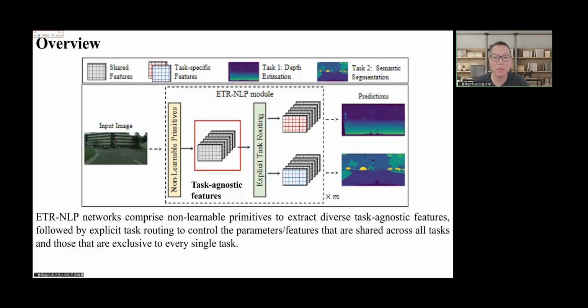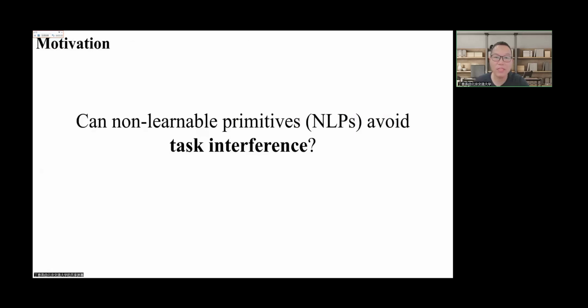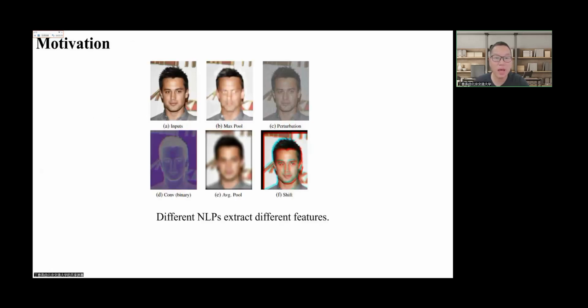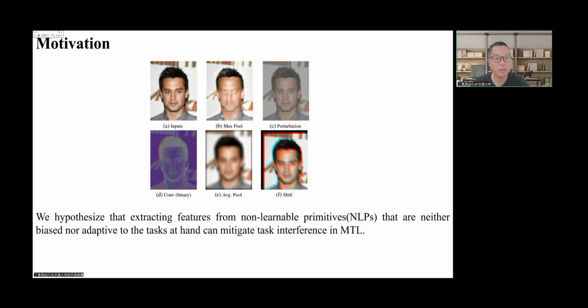As shown, this is the overview of the proposed ETR-NLP. We first use NLPs to extract task-agnostic features, as shown in this figure, then we propose explicit task routing to select appropriate features for each task. Our first motivation is: can non-learnable primitives avoid task interference? As shown, different NLPs can extract different features. Given an input image, we can obtain different levels of feature representations by NLPs, as shown in this figure.